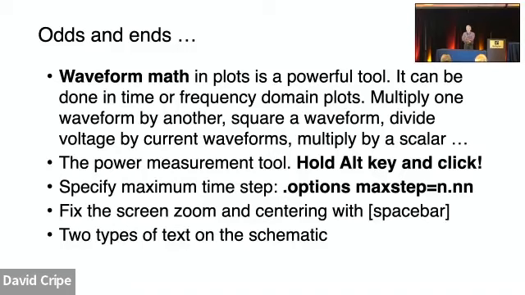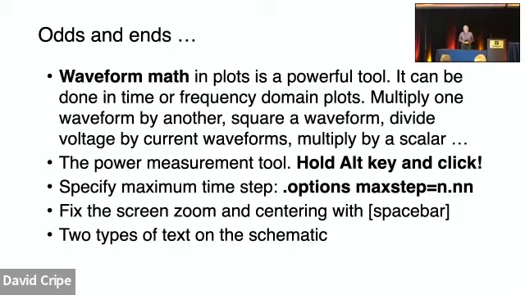I've got a few odds and ends to talk about. One is waveform math. We've been plotting things, and there's a node or something at the top. But waveform math is a powerful tool. You right-click on that expression at the top of the plot, and you can multiply one waveform times another. You could square a waveform. You can multiply it by a scalar. Maybe you've got one that's big and one that's little. You multiply that little one. Of course, you change the amplitude, but now you can compare them a little easier. So you could divide a voltage by a current, which we're going to show you, and we expect ohms out.